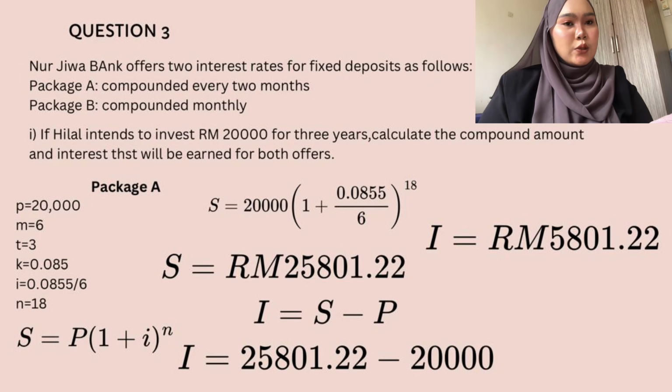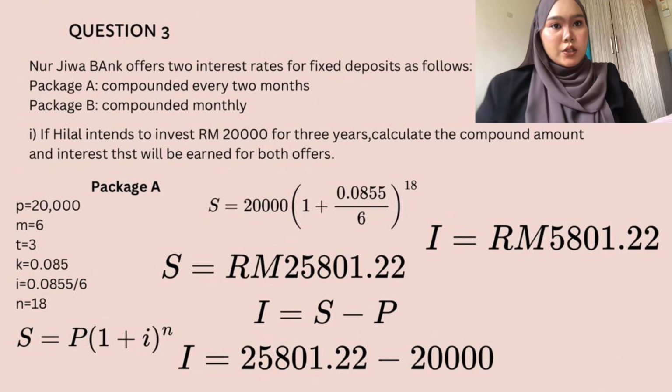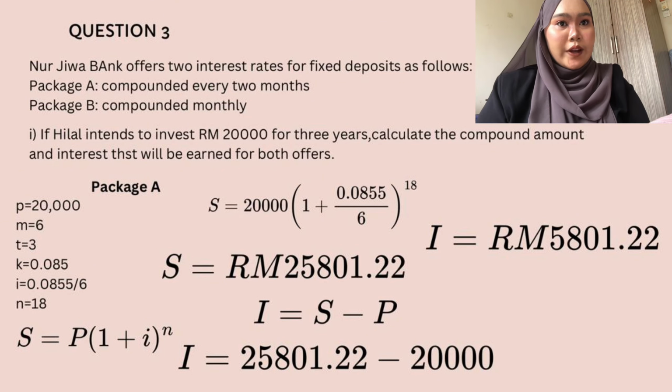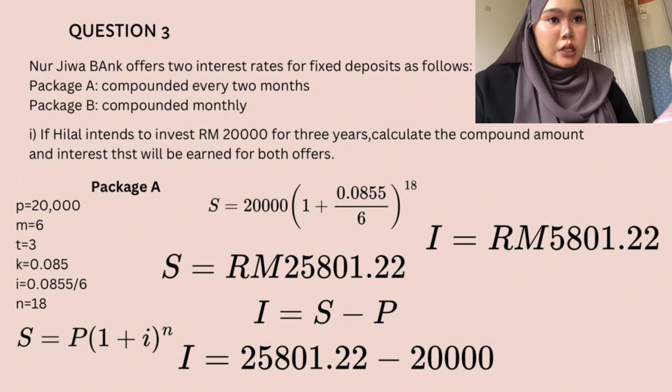So S equals 20,000 bracket 1 plus 0.0855 per 6 bracket power 18. So we got the answer 25,801.22. So we must find I. The formula to find I is S minus P. So I equals 25,801.22 minus 20,000. So we got the answer I is RM5,801.22.